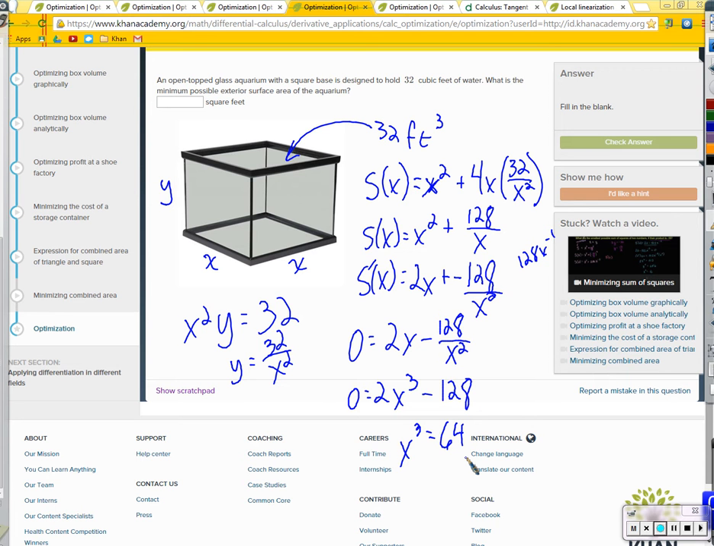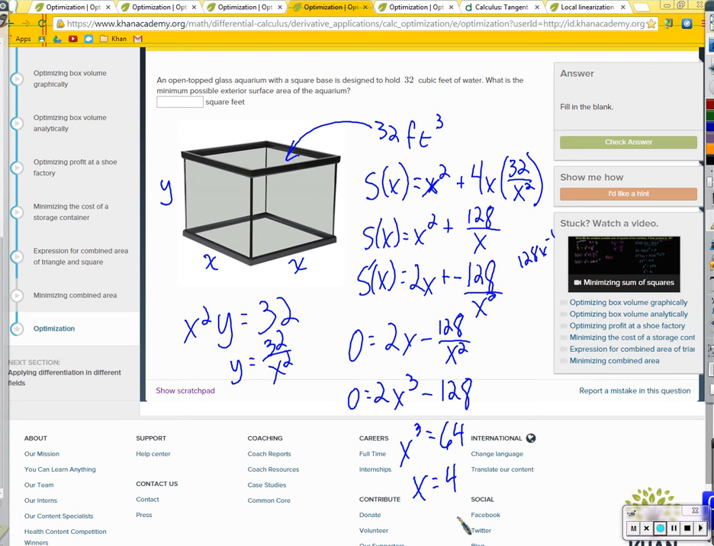Does 64 have a cubed root? That's confirmation of a job well done, right? It feels good to get a whole number answer. Okay. So 4 is what, though? 4 is y? 4 is x. Is that what they want? No, they want the surface area. What is the minimum possible exterior surface area of the aquarium?